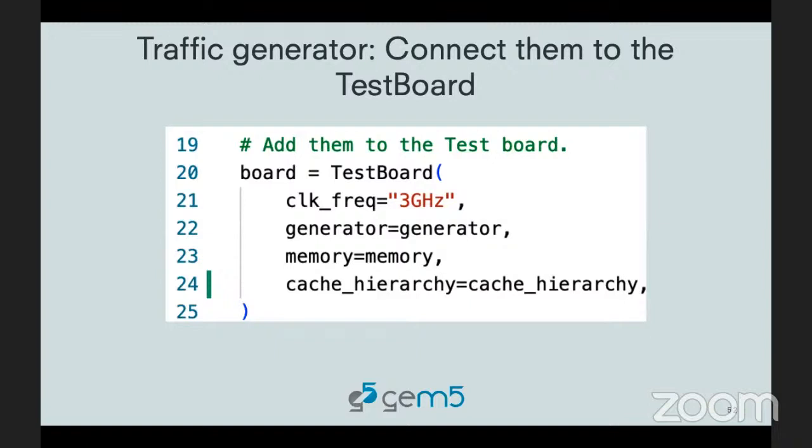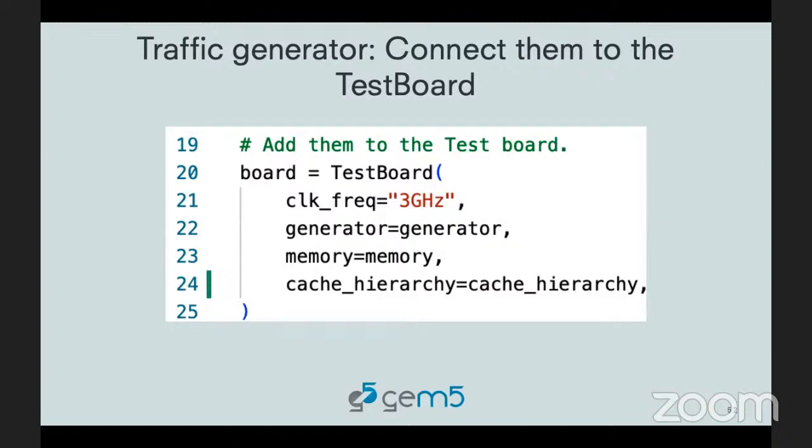Our philosophy with the standard library has always been that we want to do 95% of the work for you. If you're just studying cache hierarchies, you shouldn't have to worry too much about your memory system, and maybe you don't have to worry too much about the processor, depending on what you're doing. If you can just extend something or create your own component just for the part you're interested in, and it hooks into our APIs, then we've already saved you a considerable amount of time.